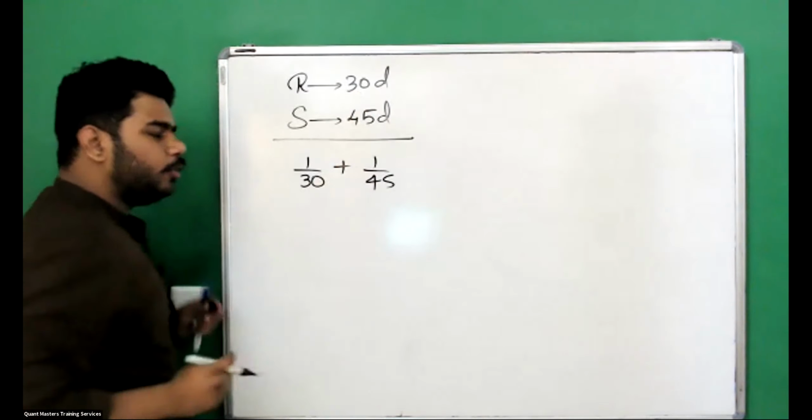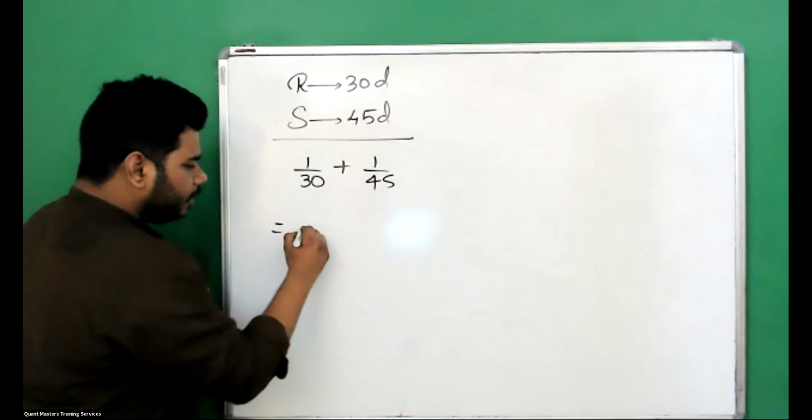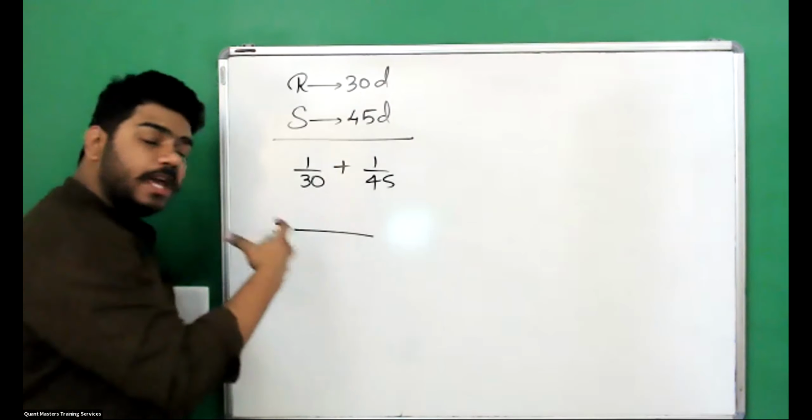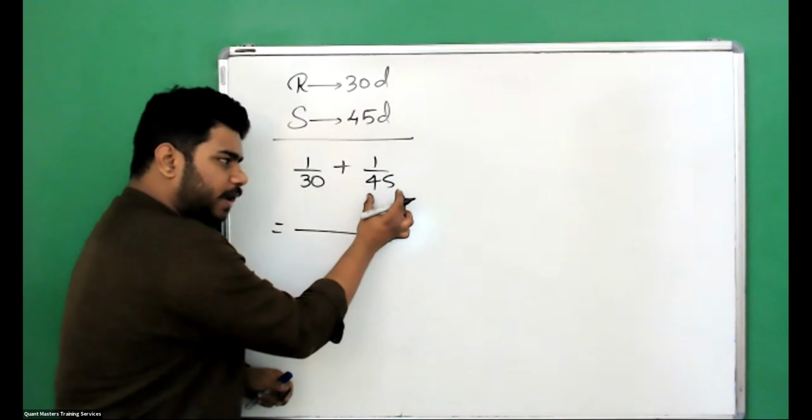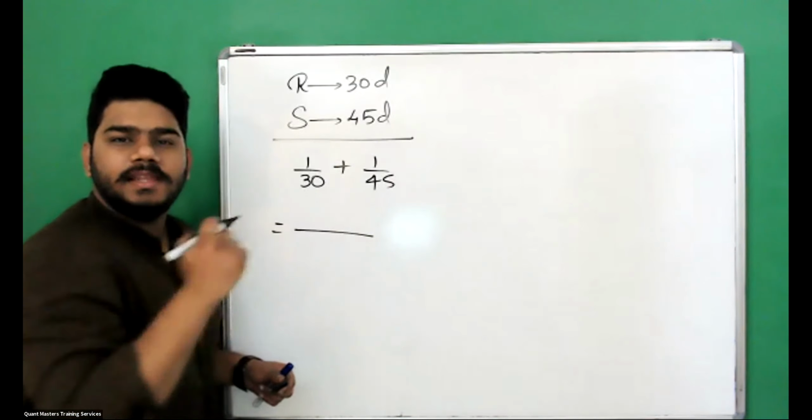Together means we will put a plus. And then 30 and 45, what is the LCM? There also they'll do drama. Now you tell me, 30 and 45, the larger number is what? 45. Keep multiplying 45 till 30 divides.